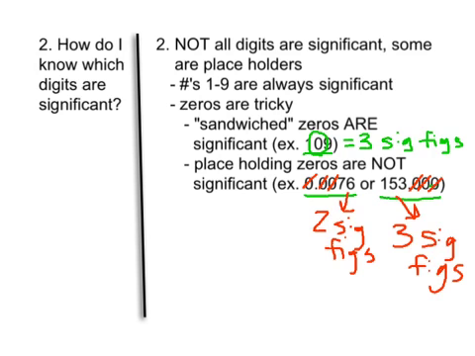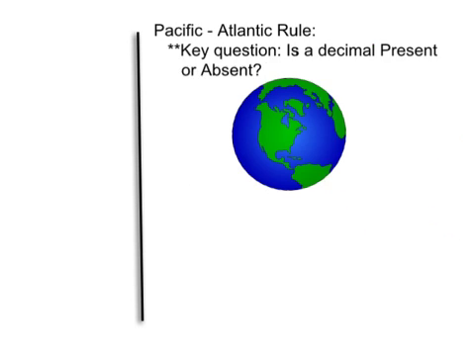Now, if you're not quite sure, or you get the zeros messed up, I do have a second way, and it's more of a visual way. So if you're a visual learner, this is a visual way to take a look at sig figs, and it's what we call the Pacific Atlantic rule, and we'll go over that one right now. This rule has to do with oceans. So obviously you figured out that the Pacific is referring to the Pacific Ocean, which is on the west coast of America.